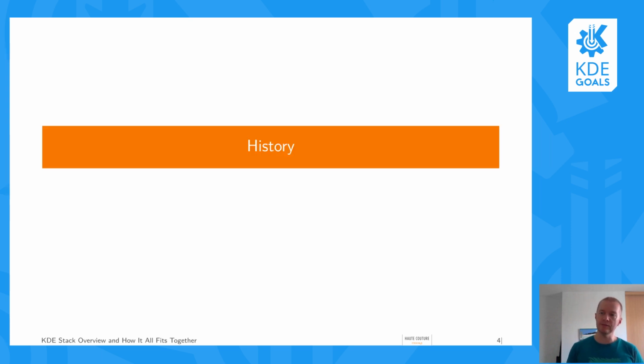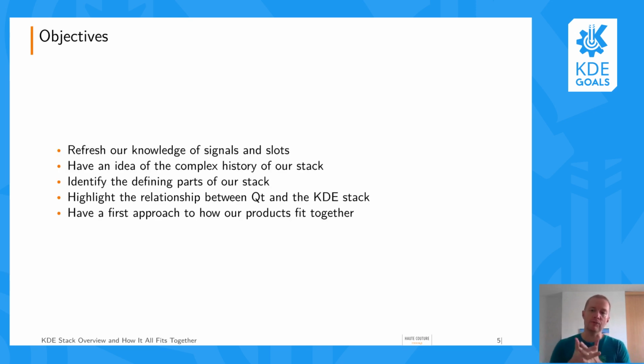All right, let's get started with some history. In that section, our objective will be to have a refresh on some of the basic things we get from Qt. So I will talk a tiny bit about signals and slots, but very briefly. It's not a Qt training. We also want to have an idea of the very complex history of our stack and to identify the defining parts of that stack. We want to get a better feel of the relationship between Qt and KDE on a technical level and a non-technical level. And we also have a first approach of how our products fit together.